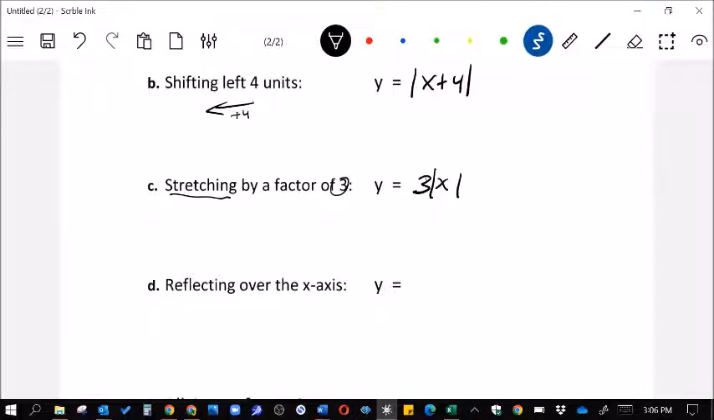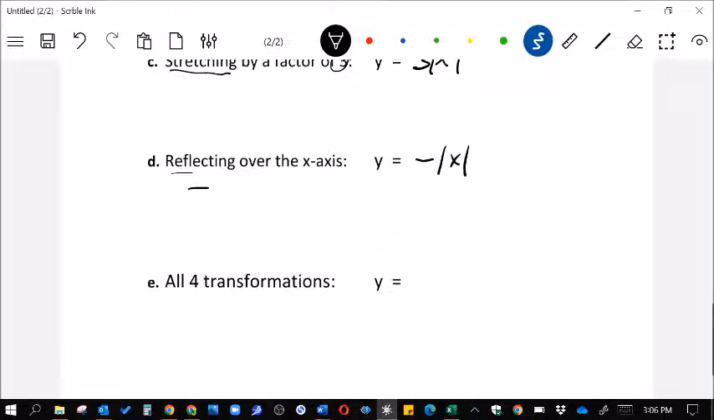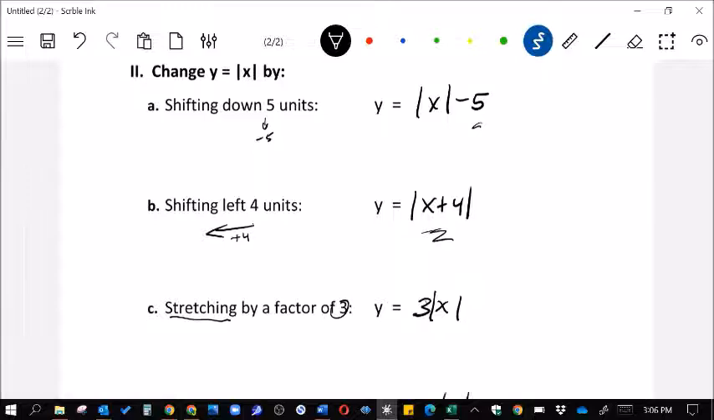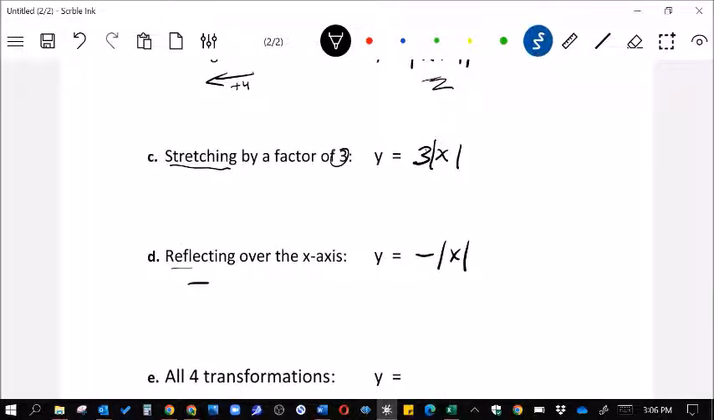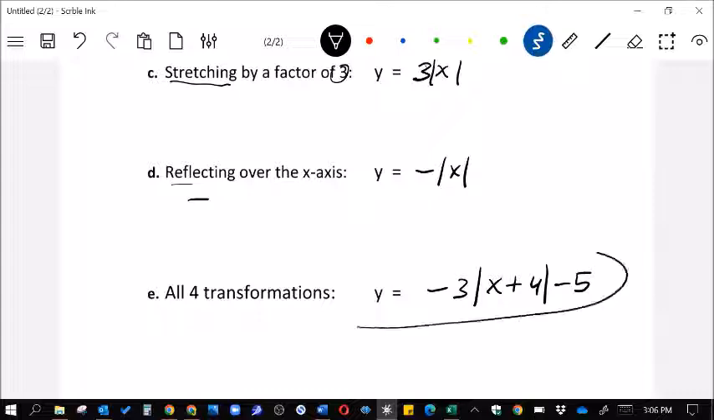Reflecting over the x-axis, reflecting means simply using a negative. Now let's actually put all these together, all four transformations. So the inside part is x plus 4. Then we're going to have a negative 5 on the outside and a 3 in front and a negative in front. So we're going to put all of these together. And that's all four transformations.